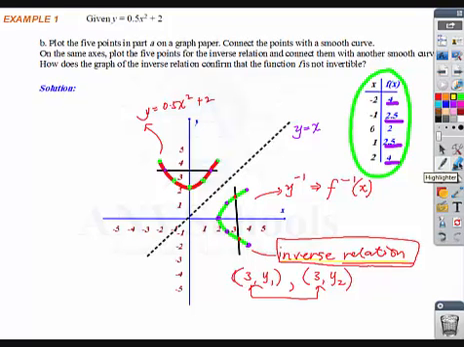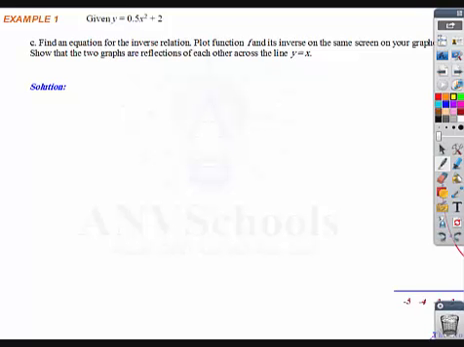Because what is a relation? It must have a unique value for both x and y, or the x should be unique for certain pairs of points. So this function here is not invertible. If that's not invertible, we are still concerned with getting the equation for the inverse relation. And we would like to plot the function f and its inverse on the same screen on your grapher. If you have a grapher calculator, you can easily do this.